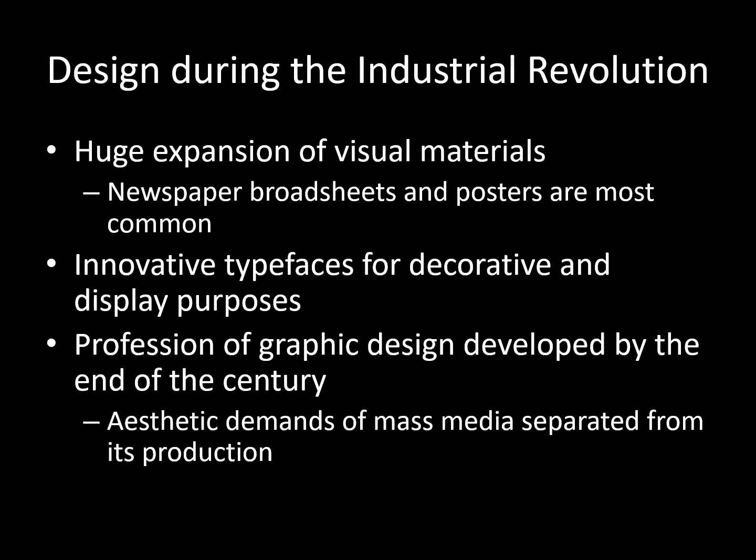All right, so now we're getting into the content. This slide talks about design during the Industrial Revolution. There is a huge expansion of visual materials because presses are automated. Now we have newspaper broadsheets and posters. Those are the most common types of visual materials now. That's different from before. Before it was books. Now it's these ephemeral objects, these broadsheets and posters that really are not supposed to last very long.